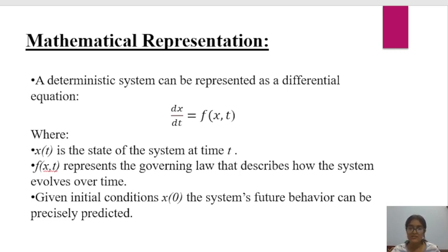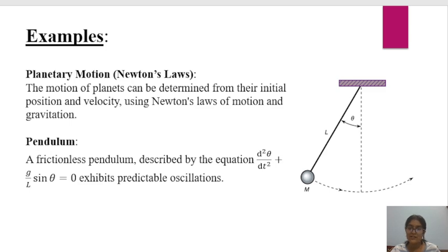Classical deterministic systems are often described by differential equations like this one: dx/dt equals a function of position and time. Now let's move to a couple of examples which will help us clarify this.